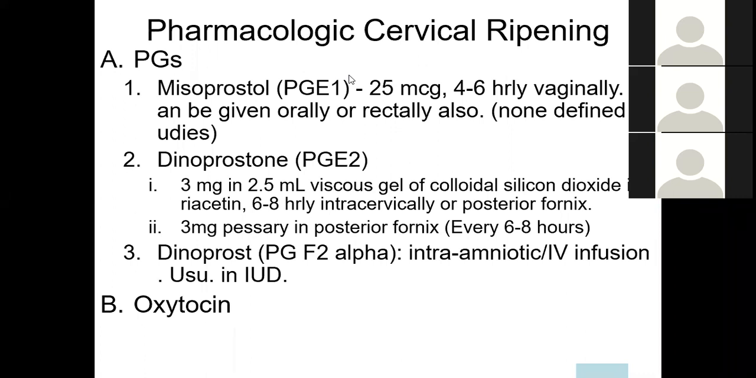We administer it in two ways. We can give 3 milligrams in 2.5 mL of viscous gel of colloidal silicon dioxide, 6 to 8 hourly intracervically, or by inserting in the posterior fornix. Or we can give a 3 milligram pessary in the posterior fornix, at an interval of 6 to 8 hours. Then we have dinoprost, which is prostaglandin F2 alpha, which we administer intraamniotically or through IV infusion. Then another pharmacologic way of ripening the cervix is by use of oxytocin.